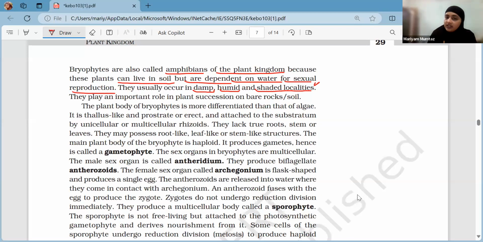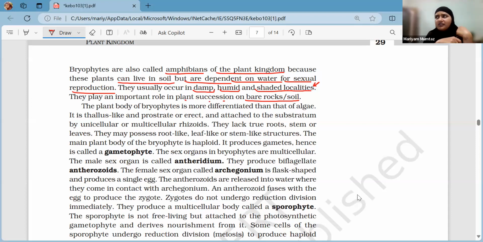This is what they prefer, right? A damp area, a humid area. Now, they play an important role in plant succession on bare rocks or soil. Now, you might have studied about that. What is that? Hydrarch or Xerarch succession in class 12. Succession, have you studied?